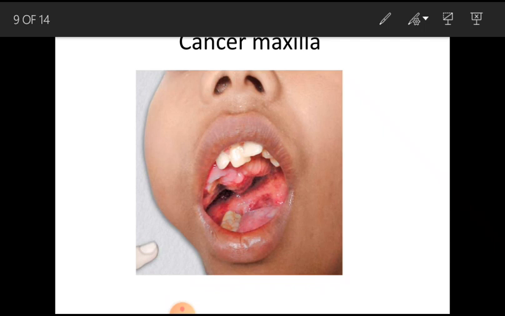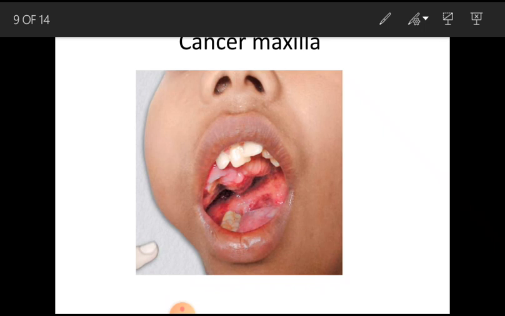Cancer maxilla. Cancer maxilla is a cancer of the mucous membrane lining the antrum, palate, gum, and teeth stalk of the maxilla. A pre-malignant condition of the cancer maxilla is chronic maxillary sinusitis. It arises commonly from the antrum of the maxilla. Microscopic picture is a fungating mass.